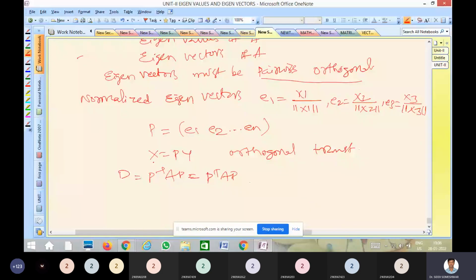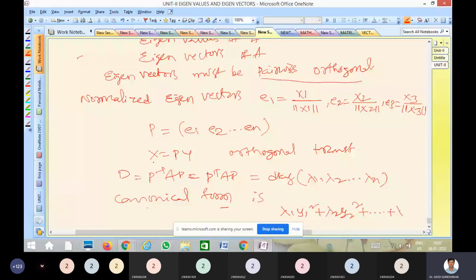Now write the canonical form using lambda 1 y1 square plus lambda 2 y2 square plus so on up to lambda n yn square. It is a diagonal matrix with diagonal elements lambda 1, lambda 2, so on up to lambda n. So the canonical form is lambda 1 y1 square plus lambda 2 y2 square plus so on up to lambda n yn square. This is the required canonical form corresponding to the given quadratic form.